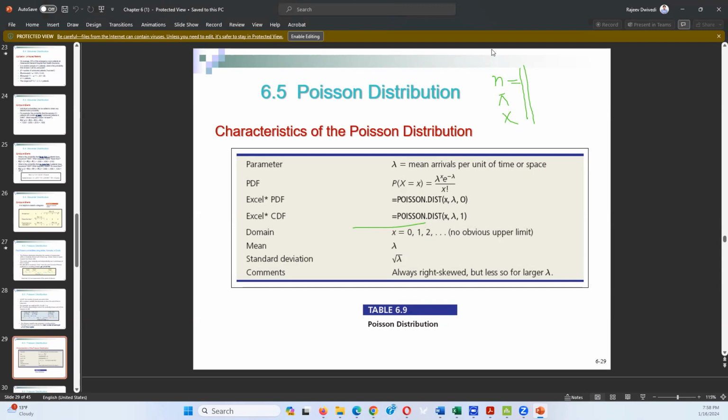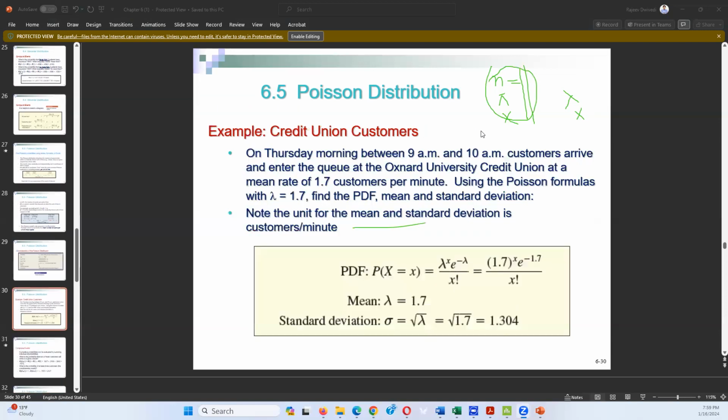In the previous case, we looked into 3 numbers. Here we need lambda and X. If this is clear, the same thing. So here you can see this question: on Thursday morning between 9 to 10 a.m., customers arrive at this credit union at the rate of 1.7 customers per minute.